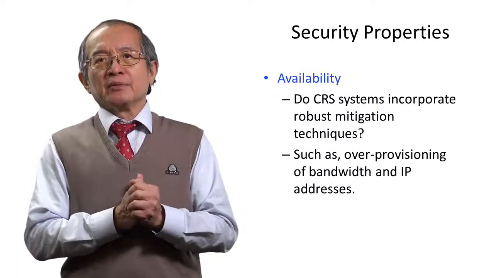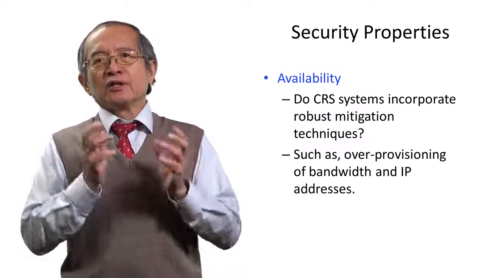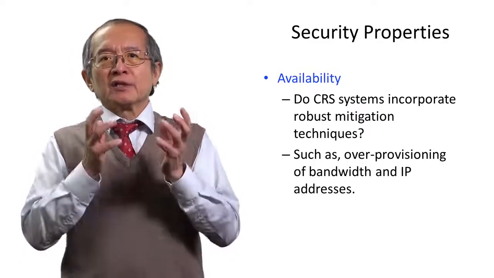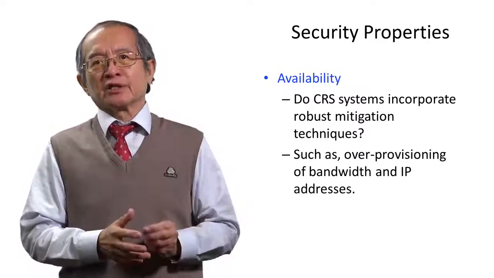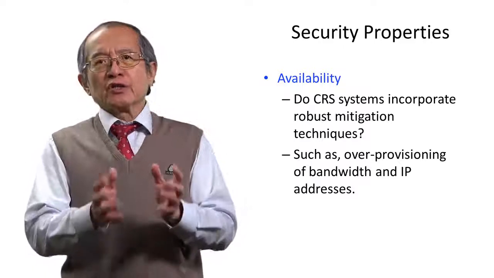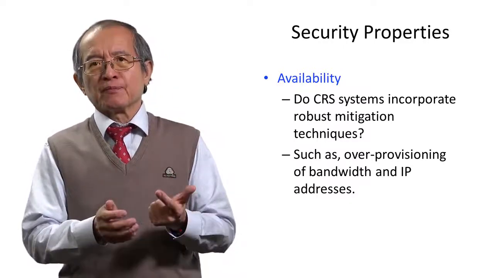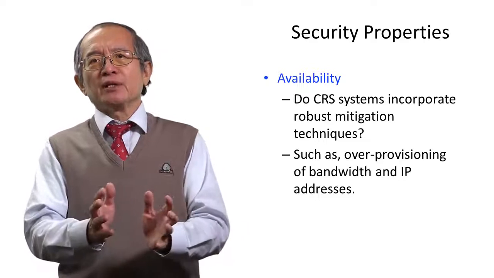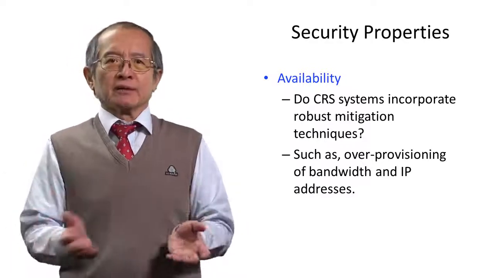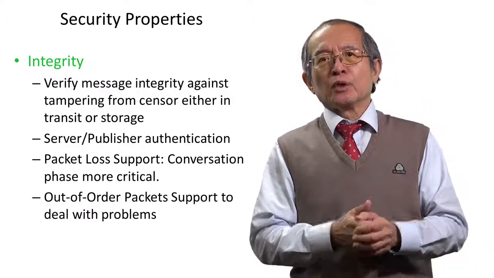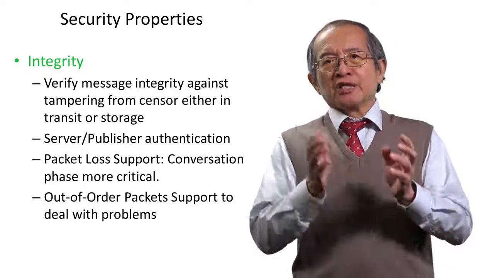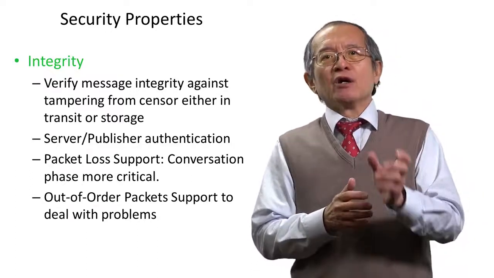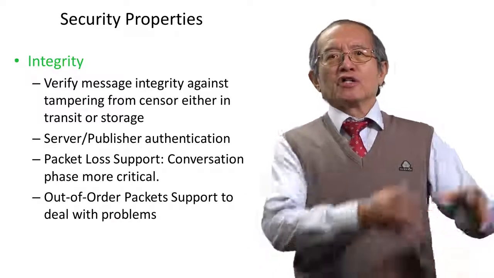Here the CRS availability is narrowly defined as whether the CRS systems incorporate robust mitigation techniques against DDoS attack through over-provisioning of bandwidth and IP addresses. With additional IP addresses, the CRS users or servers can change their IP address dynamically to avoid being attacked. For CRS integrity, we would like to see traditional message integrity, where the message can be verified against tampering from the sensor, either in transit or in storage.